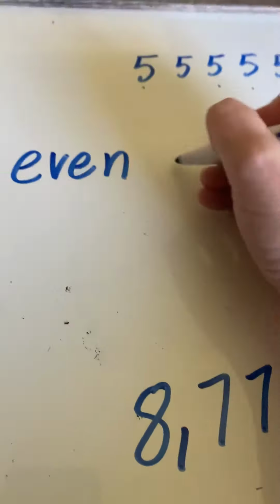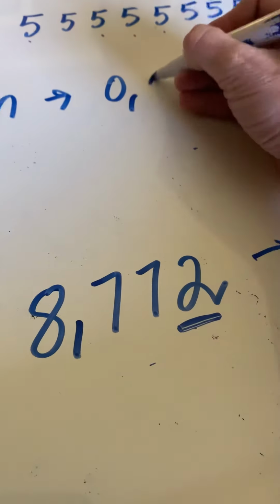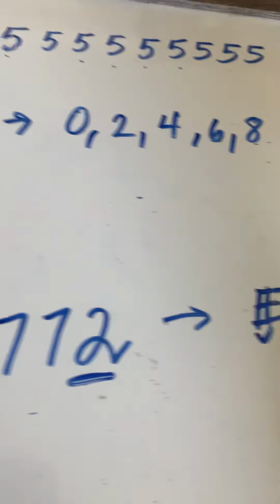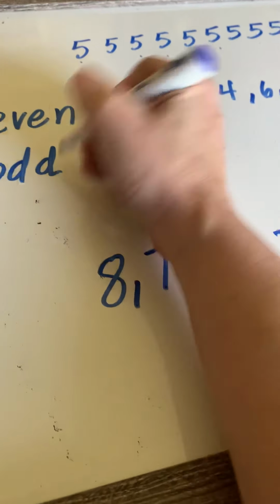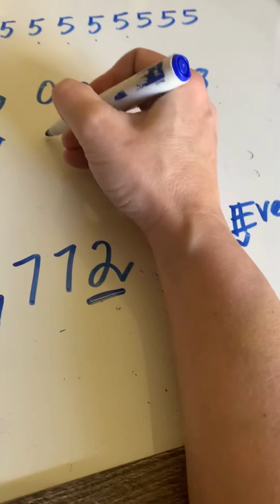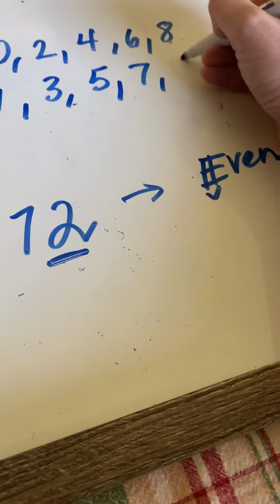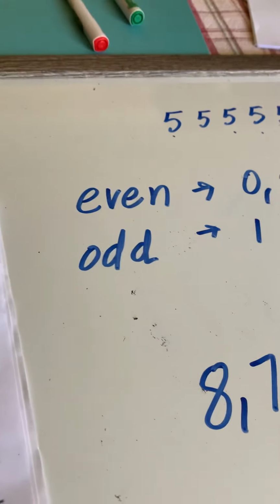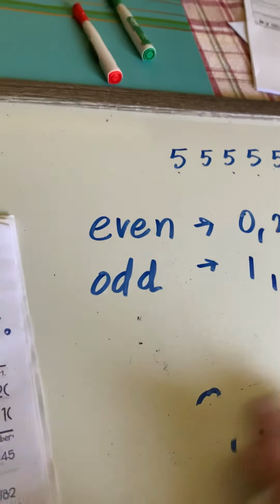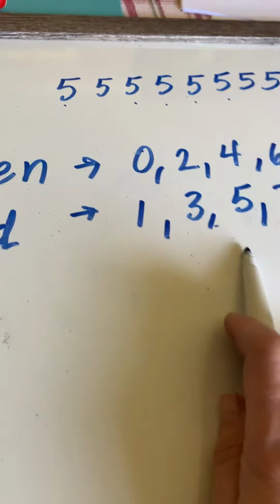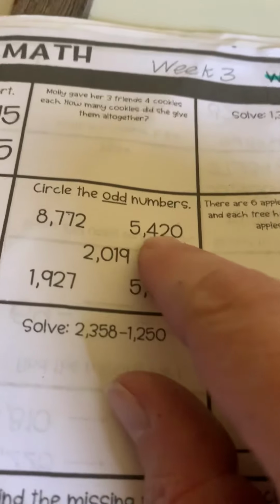Let's put these back up here. Evens are 0, 2, 4, 6, and 8. And our odds are all the other ones, which is 1, 3, 5, 7, and 9. Okay, so if our number over here ends with a 0, that's going to be even. So we're not going to circle this one either.